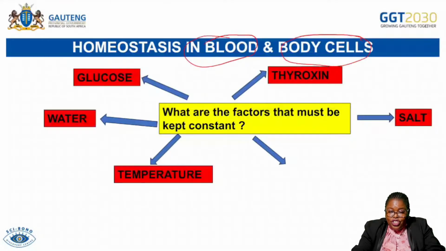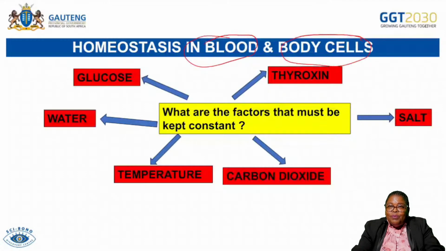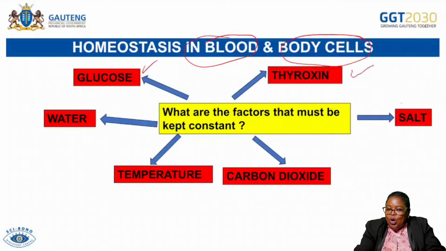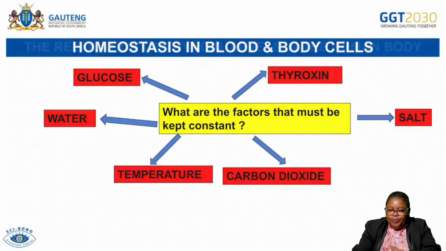We also have the temperature that must be kept constant all the time, and also the carbon dioxide level. So these are the factors that must be kept constant. The examiner might not ask you about all of those, but they can choose maybe glucose, thyroxine level or salt level, either of those. So what you must do is understand what negative feedback is, so that should any of those be asked tomorrow, you are able to attempt that question.